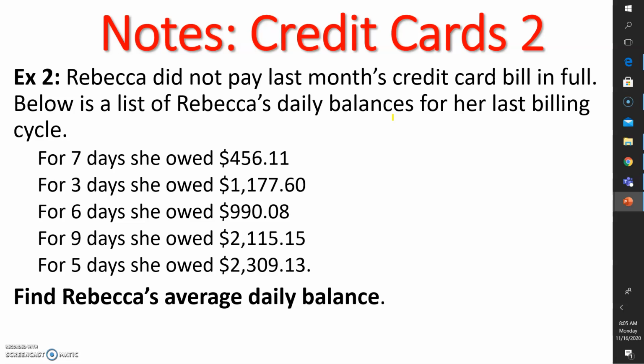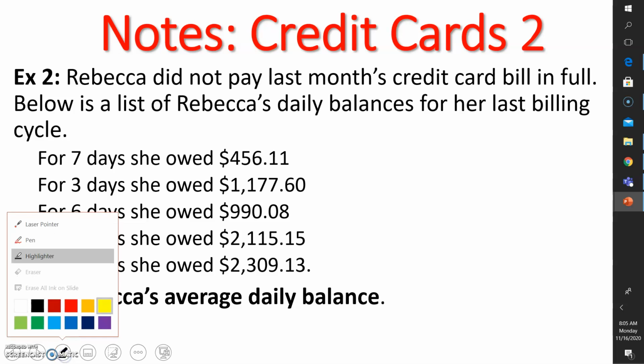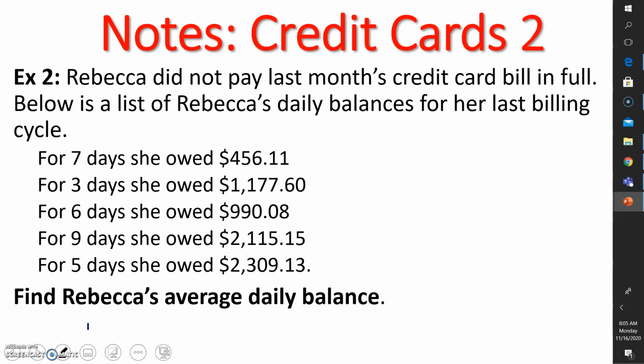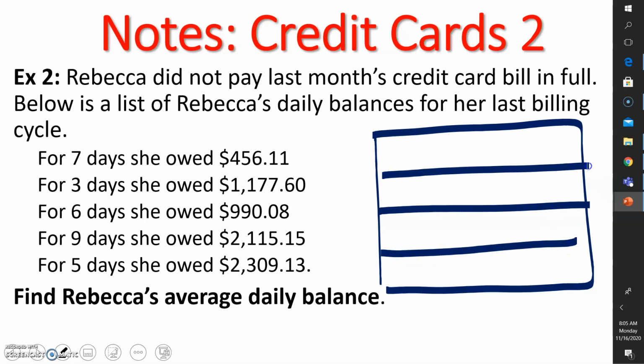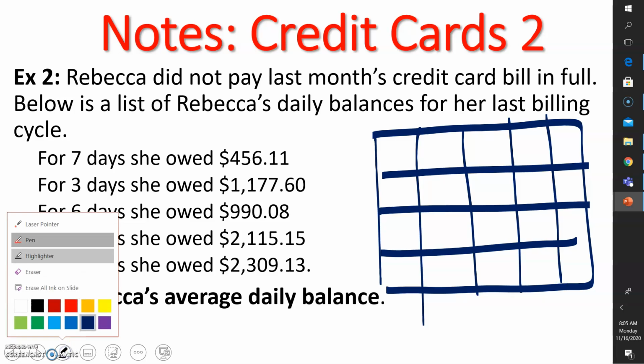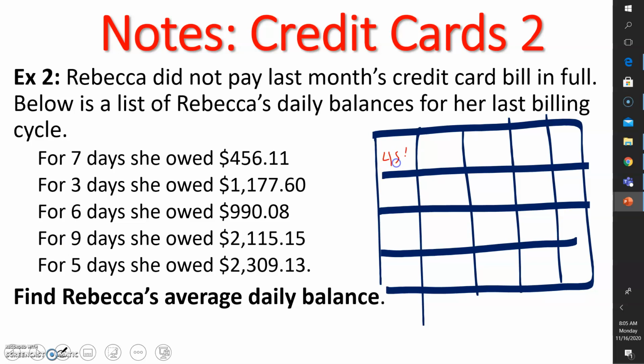And for 5 days, she owed $2,309.13. So what I want you to recognize, because this might be a little confusing initially, picture a calendar, right? So we have this calendar, and I'm not going to put all the days, but let's pretend there's 7 days across. So for 7 days, she had this 456 balance, right? 456, 456, 456, 456, 456, 456, and so on, right?